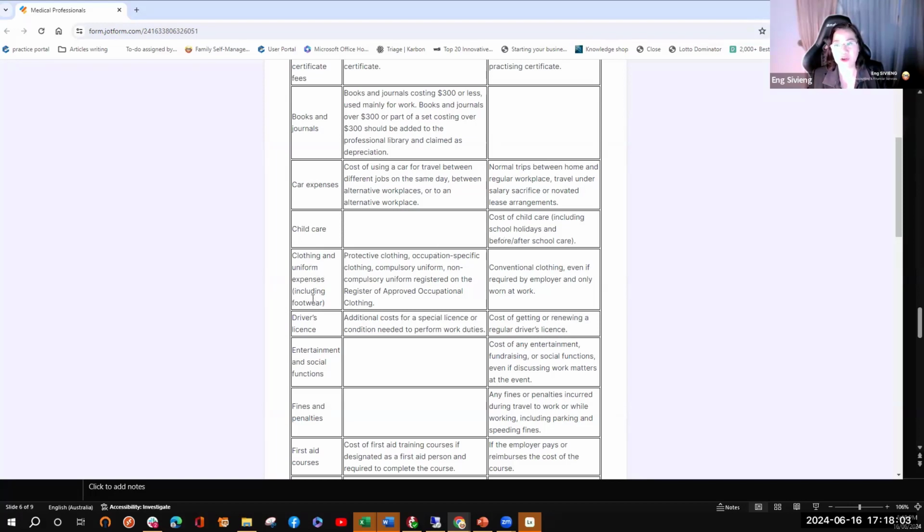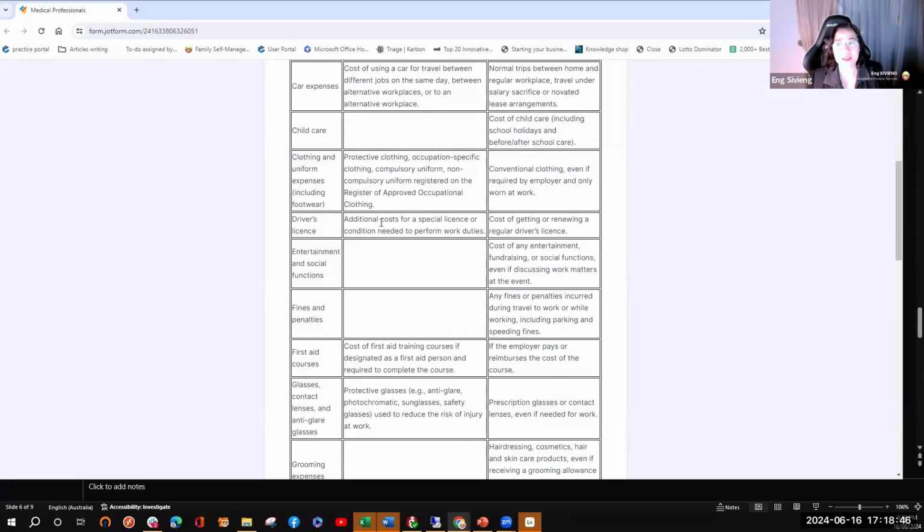And clothing and uniform expenses, like all your occupation-specific clothing, your compulsory uniforms, all the compulsory ones, not normal clothes like what I'm wearing now, you can't. So if you can claim the compulsory uniforms or protective clothing, then you can also claim the laundry as well. And there's no limit. It's up to you, get the receipts. People say, oh, that means I can only claim 300? No, you can claim more than that, but you need to have the receipts to substantiate your claim.